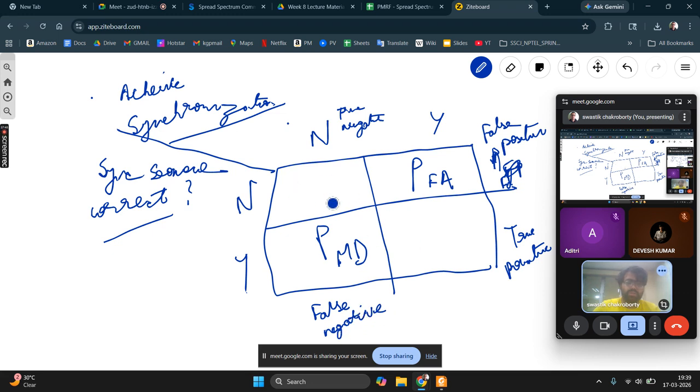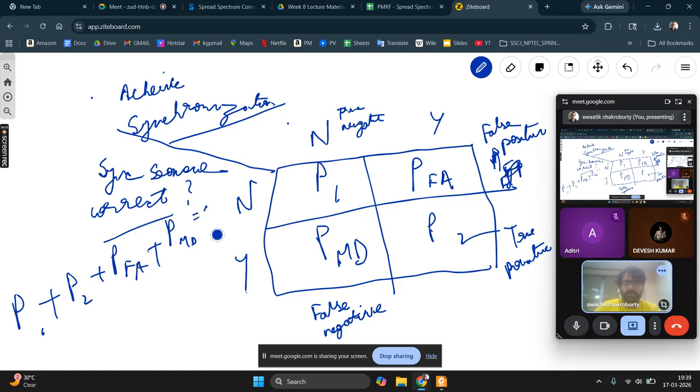And these two are desired, right? So these are P1 and P2. Now any event can be either P1 or P2 or PFA or PMD. You have to do one of those four. So these will of course sum to 1, because you have only 4 options.